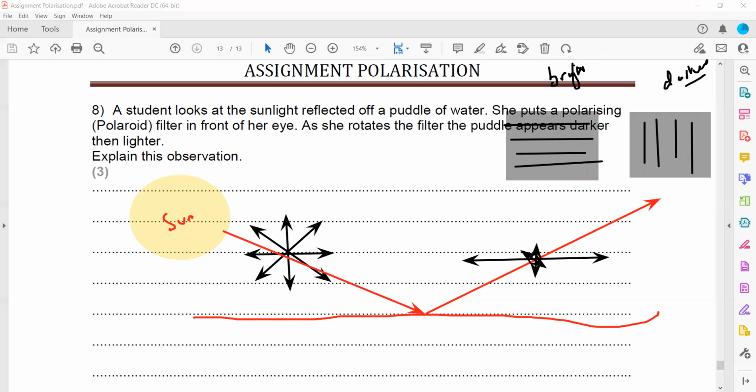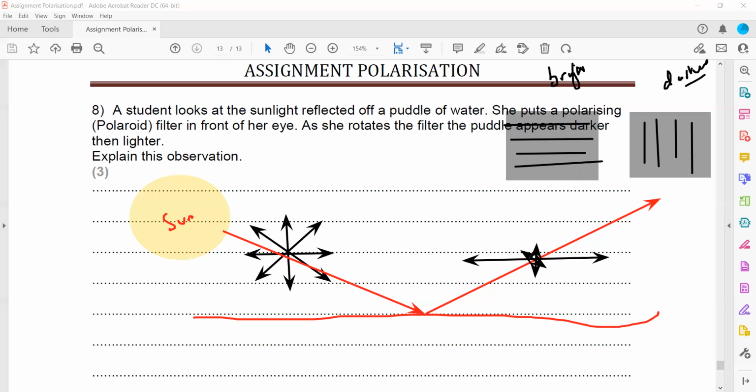So what is the reason for that? Reflected light is polarized light. That will give you 1 mark. Then polarized light is the one in which the vibration or oscillation is in one direction, which is perpendicular to the direction of the wave. And as we are rotating the polarizing filter, if the planes are parallel, it will appear light, but if the planes are perpendicular, it will appear dark.